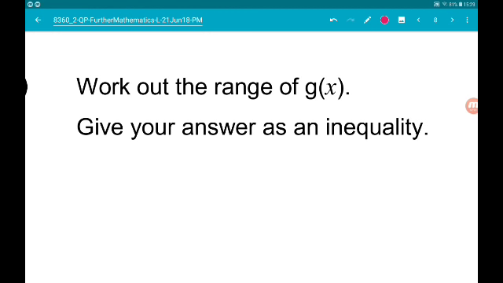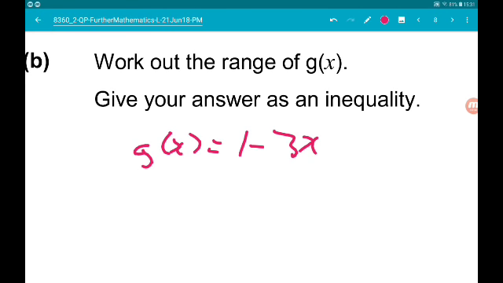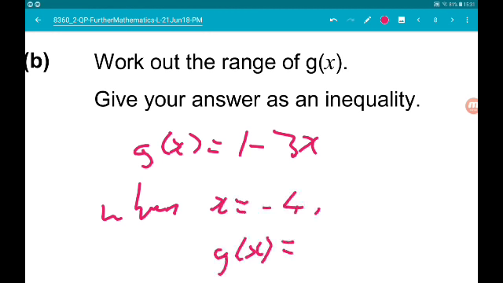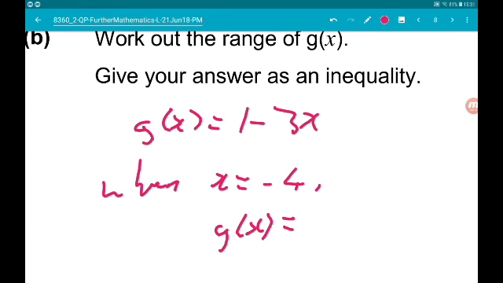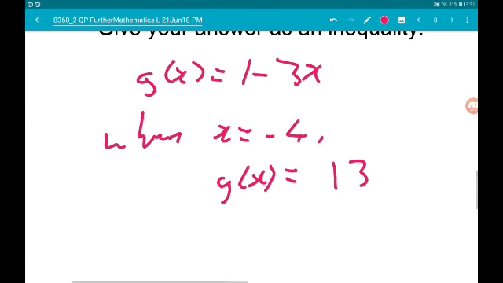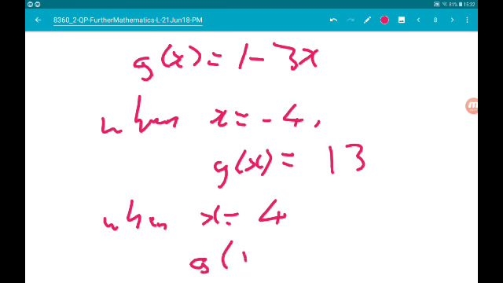Cool. And part B wants the range of g of x, giving our answer as an inequality again. So remember, g is bounded by x equals minus 4 and x equals 4. Now, 1 minus 3x is a straight line. So to find our range here, we substitute in the x bounds. So when x is minus 4, g of x is 1 minus 3 times minus 4, which is going to give us 1 add 12, which is 13. When x is positive 4, g of x is 1 minus 12, so minus 11.